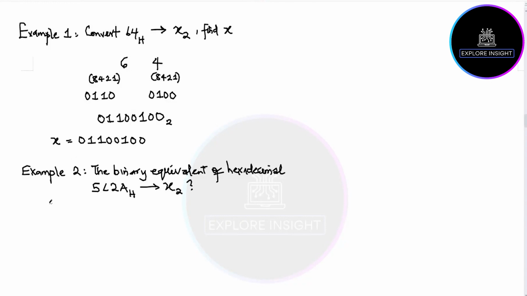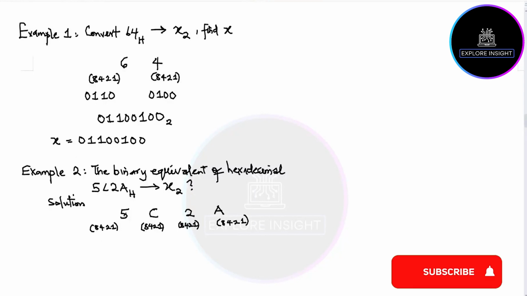All we have to do is the same thing. The solution would just be to spread this out as 5C2A. Now, what is the trick for hexadecimal? We know it's going to be 8421, having 15 as the highest value. 8421, 8421, 8421. Okay, so how do we use this to solve this given question?